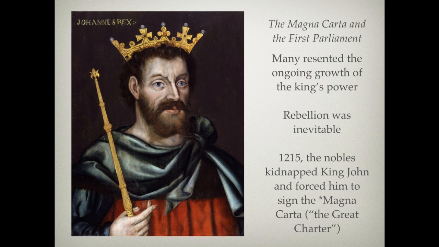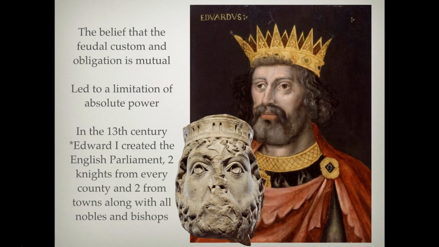It put a nail into the coffin of the idea of absolute authority in the English political system. Now, this idea will, of course, appear in other territories in Europe, but what we end up seeing is that the people want a limited monarch, and the monarch, of course, wants total control. And so this conflict between centralization and decentralization continues to tug back and forth. Now, ultimately, the belief that the feudal custom and obligation is mutual was one of the key ideas of this document, that the king had to do his part too.